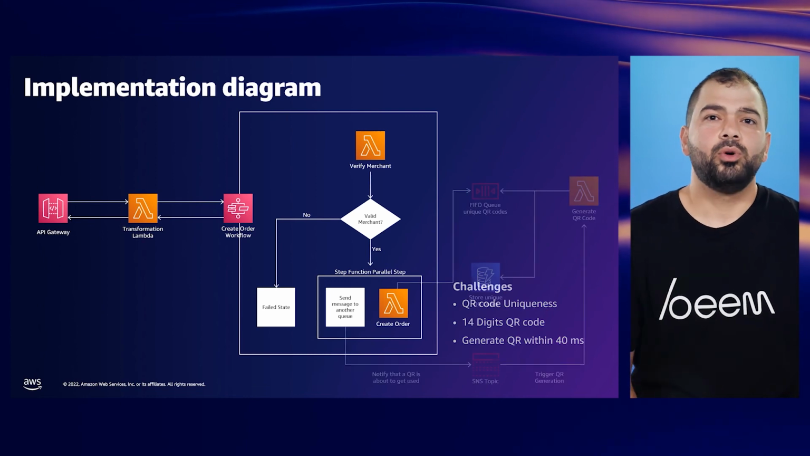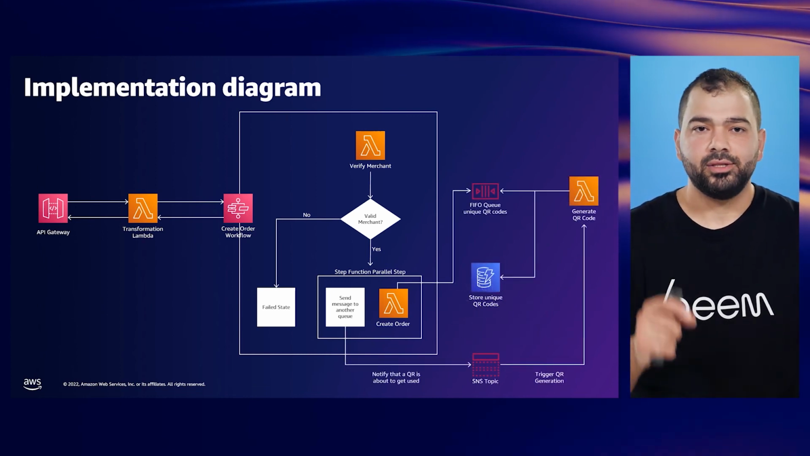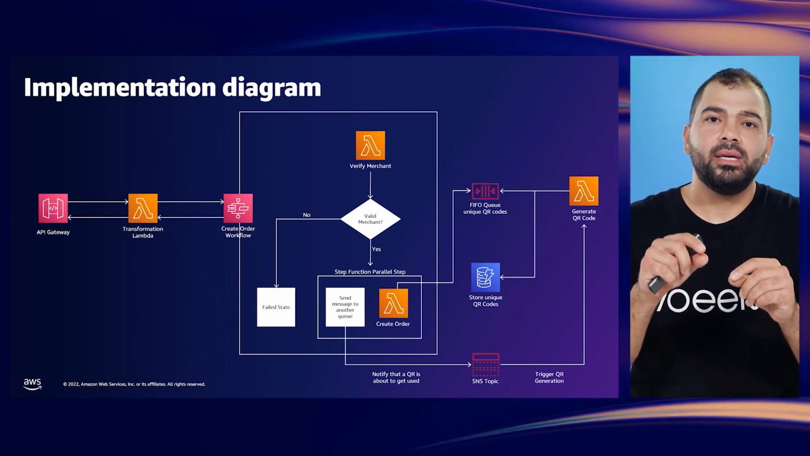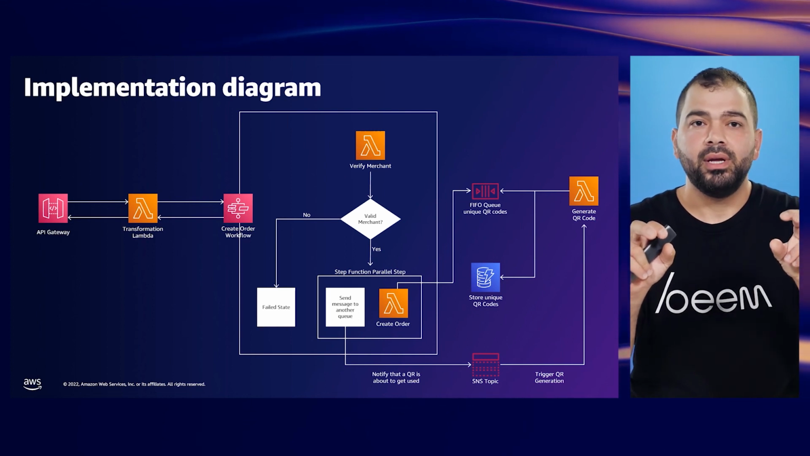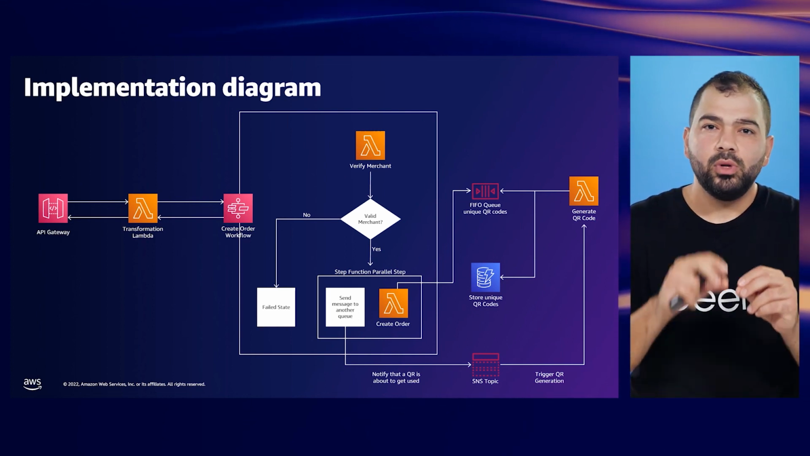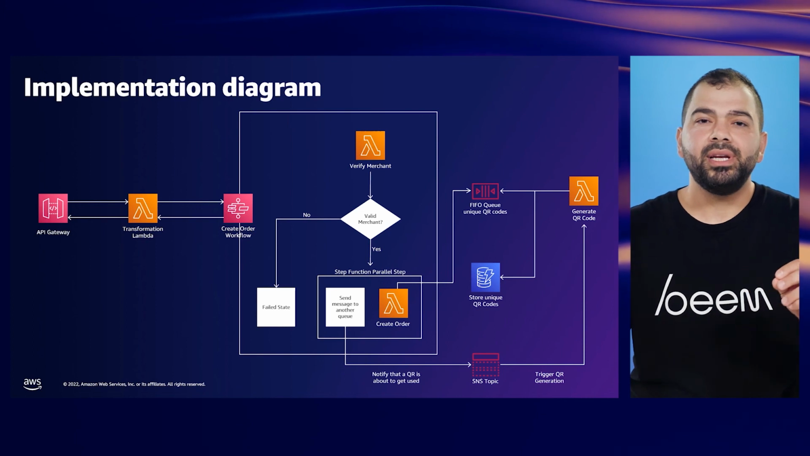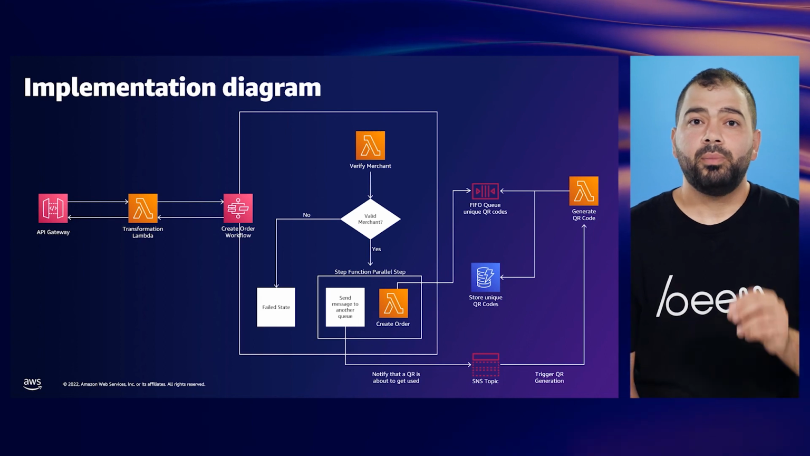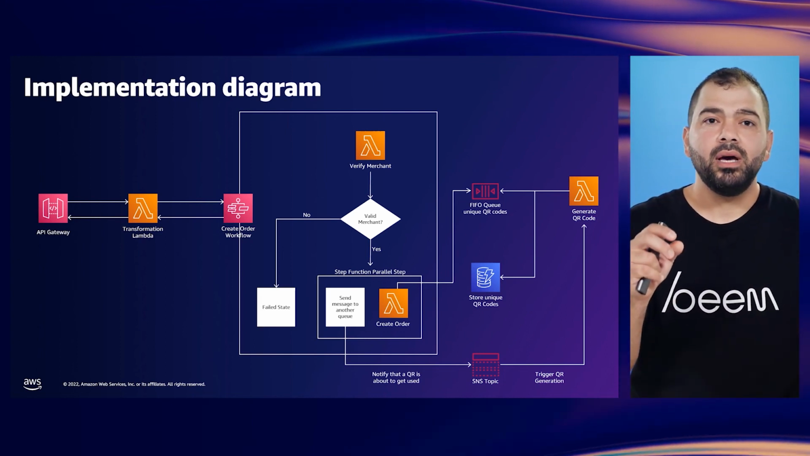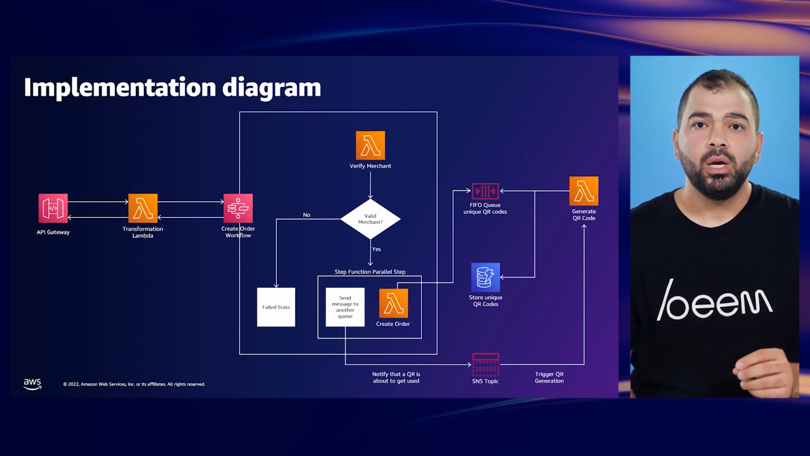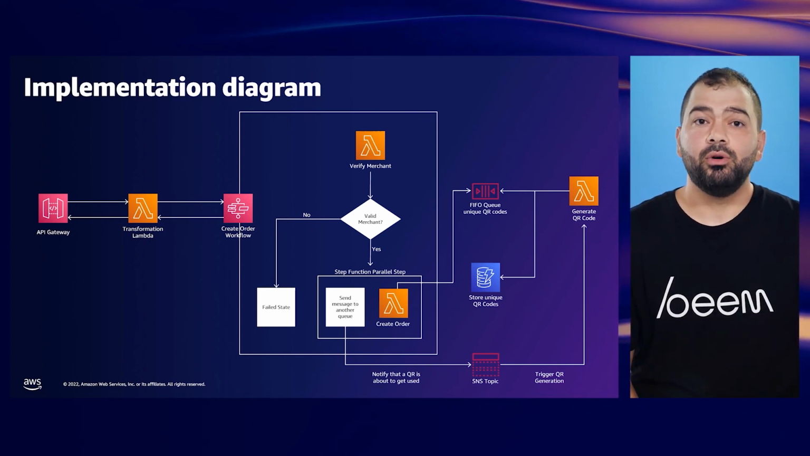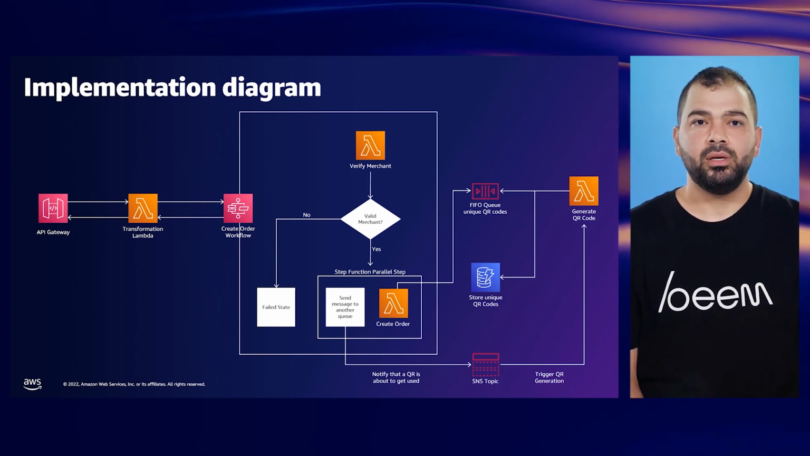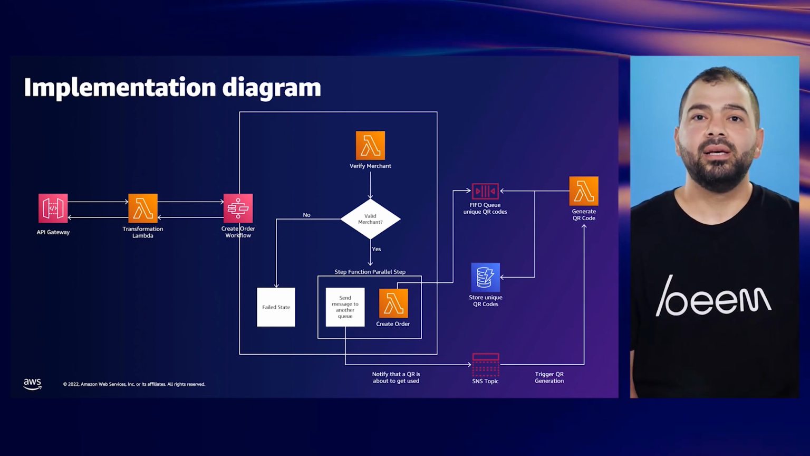We were able to resolve this by leveraging SNS and SQS. As you can see, the create order Lambda gets the QR code off a FIFO queue, and then using SNS, it will generate an event in the background to create additional QR codes and store them back in the queue. By using this approach, when the Lambda obtains a QR code off the queue, we guarantee that it's a unique combination of 14 digits, and most importantly, it's a very fast operation. We're talking about 40 millisecond round-trip response.